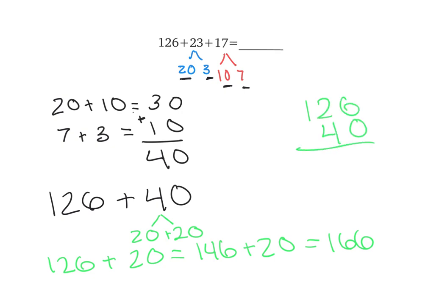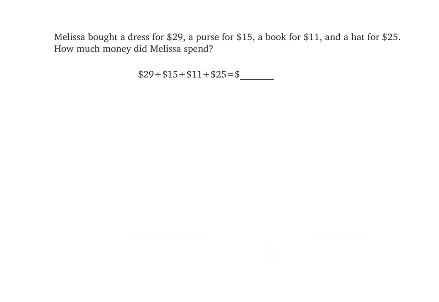126 plus 40. I know 6 plus 0 is still 6. 2 plus 4 is still 6. And my place value is going to be a 0 for the hundreds place. So 1 plus 0 gets me to 100. So I have 166 here and 166 here. So our final answer for 126 plus 23 plus 17 is 166. Moving on to our second activity.